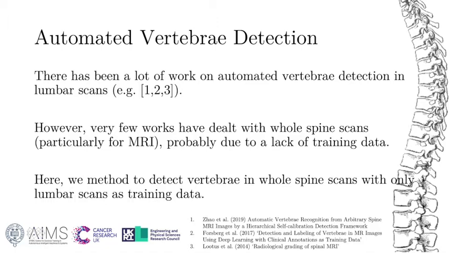Lumbar scans are comparatively common because the most common site for back pain is in the lower back, and as such most routine clinical scans have this in their field of view. Acquiring a full spine scan is more difficult and requires stitching together several different scans of different fields of view. However, it's necessary in the case of several serious diseases such as ankylosing spondylitis, bone metastases, and multiple myeloma.